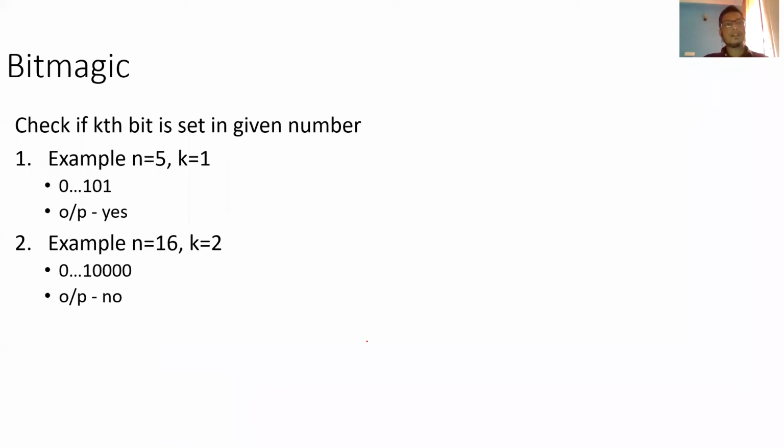First one is: check if the kth bit is set in a given number. For example, let's say you have the number 6. So 6 will be represented as 110, and there are 29 leading zeros, so I will not write them. Just remember that. Now let's say k equals 1. You want to check this bit, where k is the position of the bit from the right side. You want to check whether this bit is set or not. Set in the sense of whether it is 1 or 0.